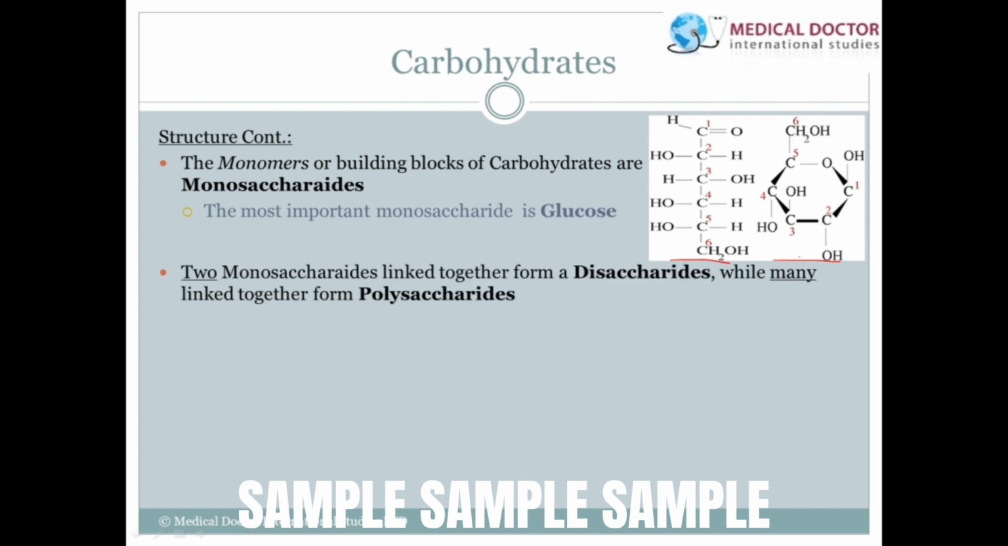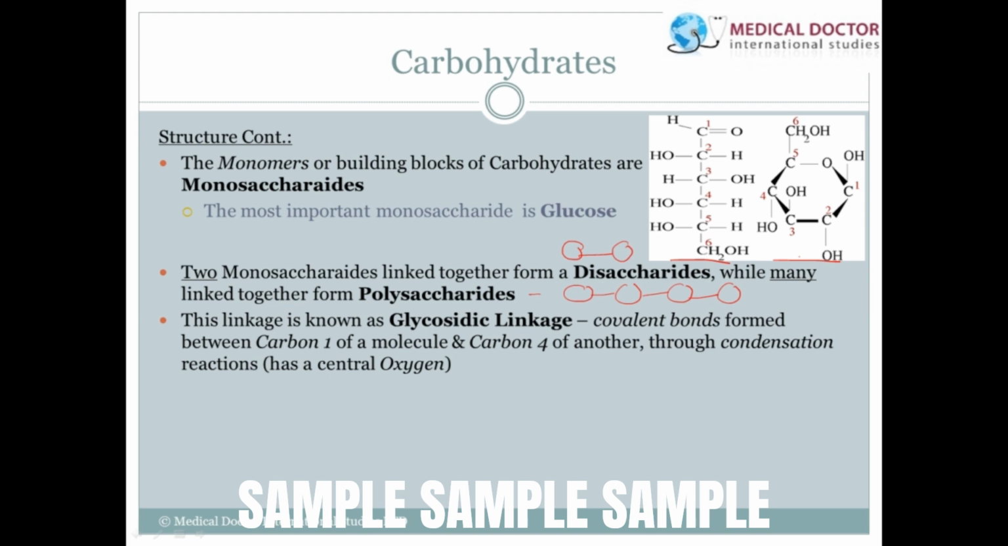Two monosaccharides linked together will form a disaccharide, di meaning two, so two beads on a chain will be a disaccharide. While many linked together will form a polysaccharide, just like our polymer. Polymer is a broad word for any macromolecule, but polysaccharide is specifically a polymer of carbohydrates.